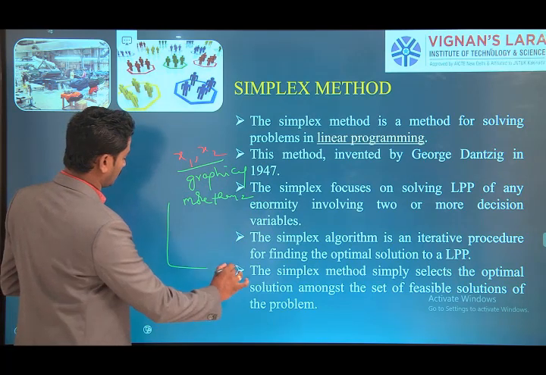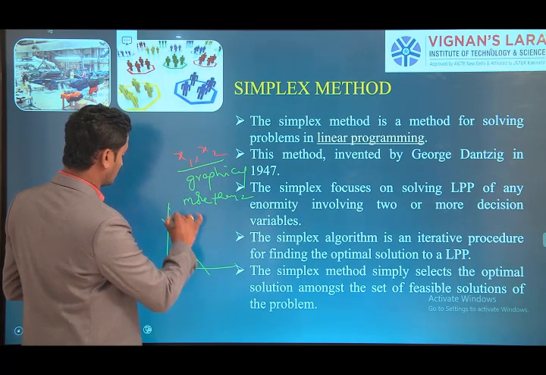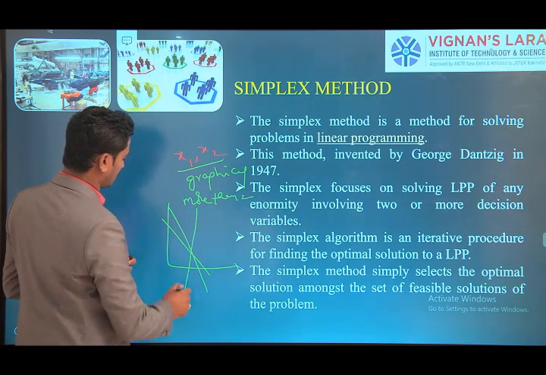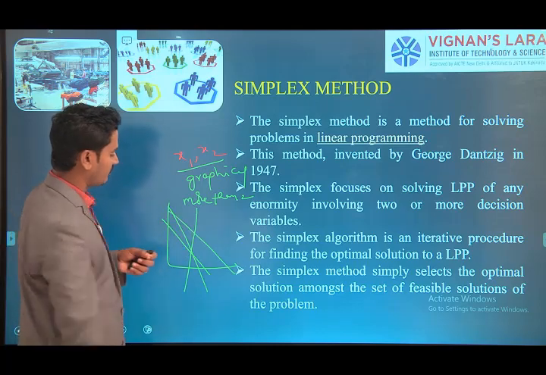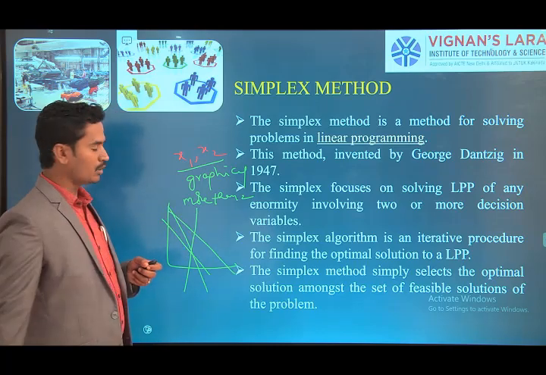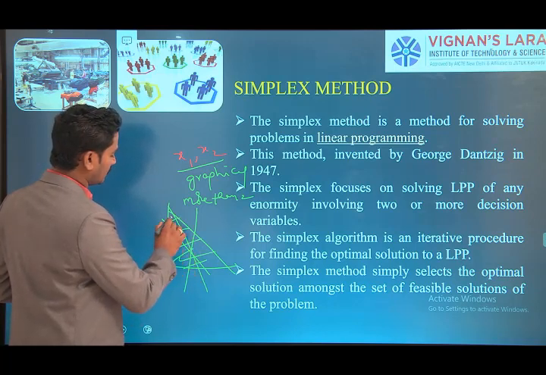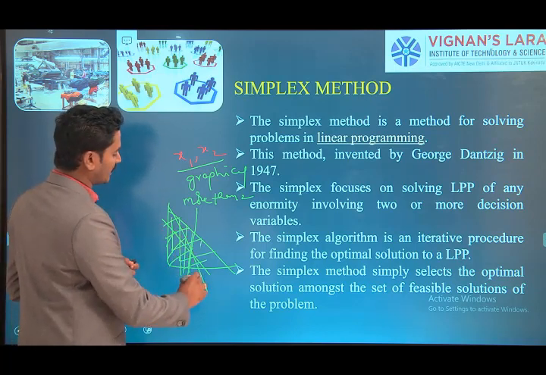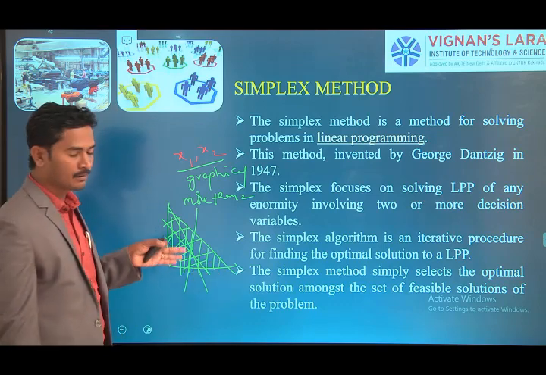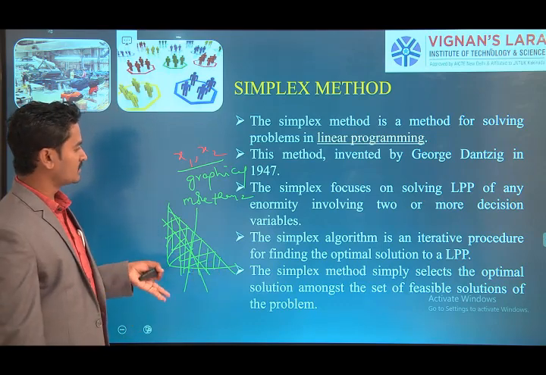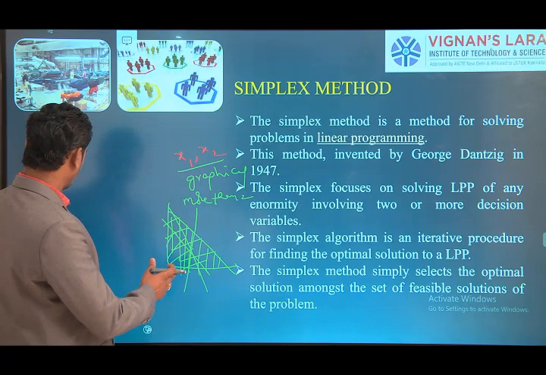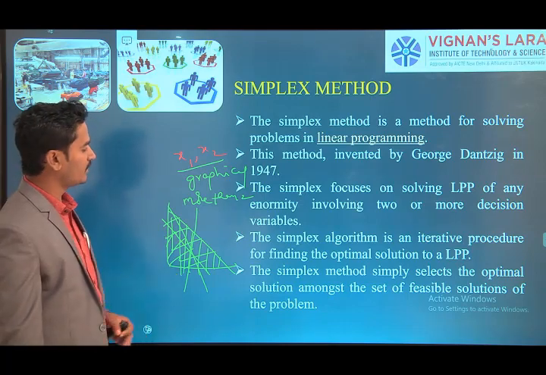For example, if we have more constraints and more decision variables, we get different polygons. If this is a feasible region, we have difficulty identifying the extreme point or optimal point with the help of the graphical method. That's why we choose the simplex method to overcome this difficulty.